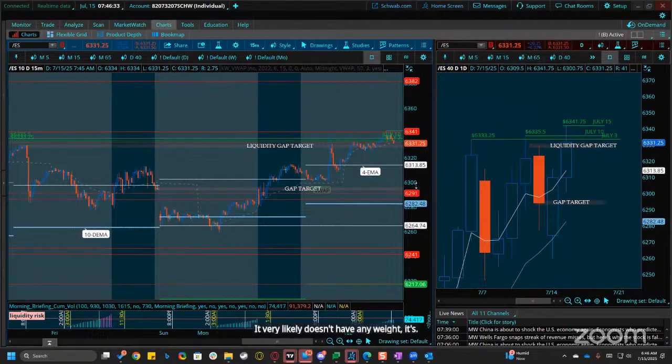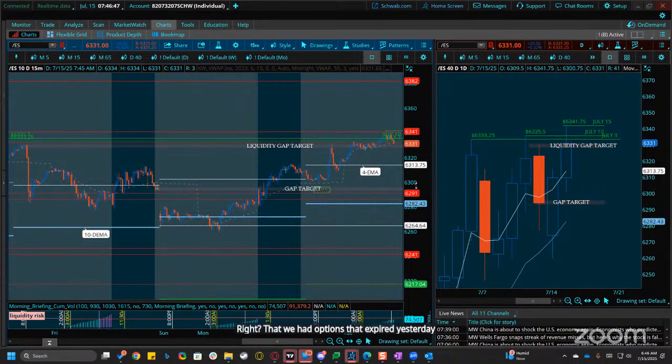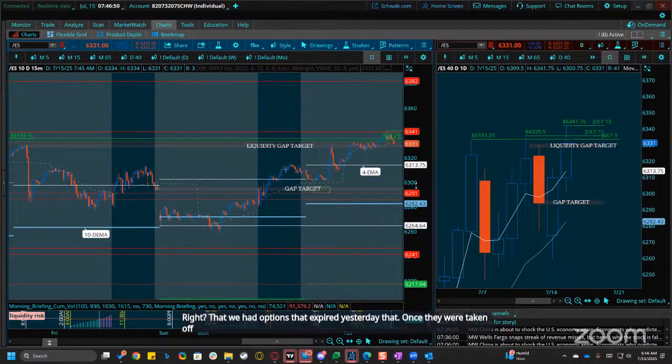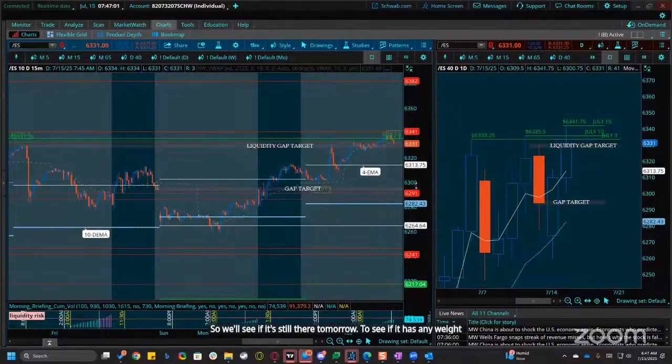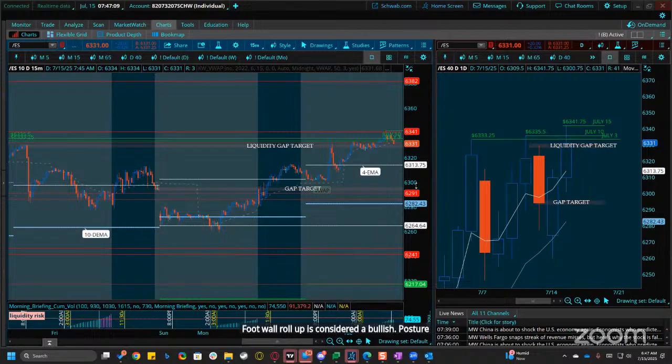It's possibly just the algos recognizing a new position ahead of OPEX that wasn't as large yesterday as it is today, right? That we had options that expired yesterday that once they were taken off the board, highlighted this next level as a high level, and that's where we happen to be at now. So we'll see if it's still there tomorrow to see if it has any weight behind it. Otherwise, having the put wall roll up is considered a bullish posture. The call wall didn't roll with it, so that kind of caps out the enthusiasm.